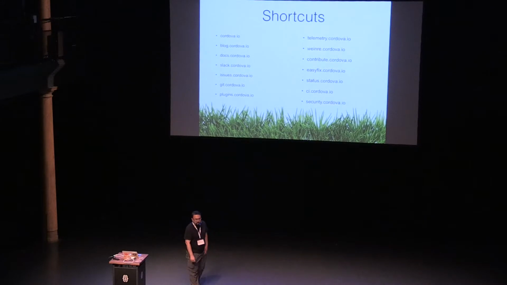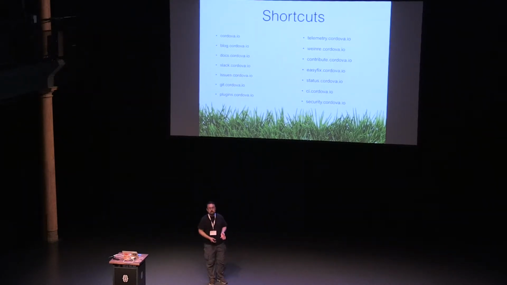We have a lot of shortcuts for Cordova. I will let you explore some of them, but some interesting ones are slack.cordova.io, our own Slack, where you can contact the developers directly. Issues.cordova.io, which we use Jira for tracking all our issues. It's our to-do list, so if you have a problem with Cordova, file an issue there. Status.cordova.io, which shows you an overall status page of all our repos.